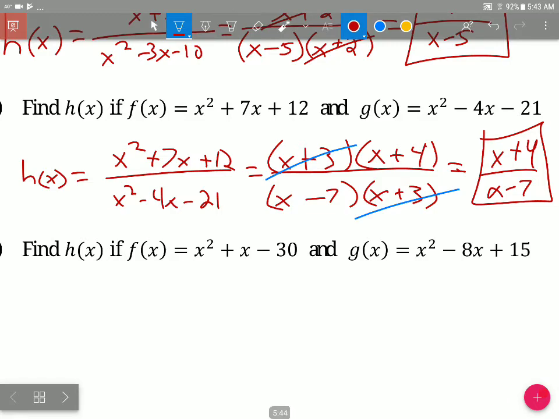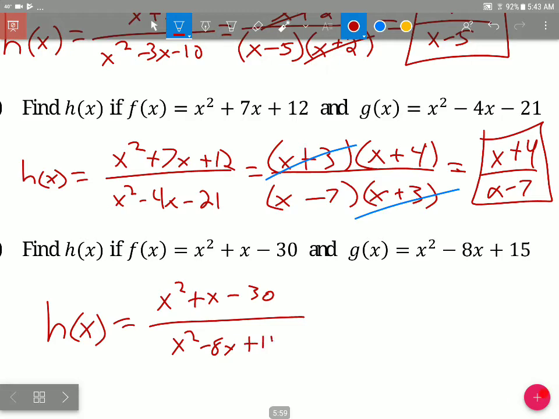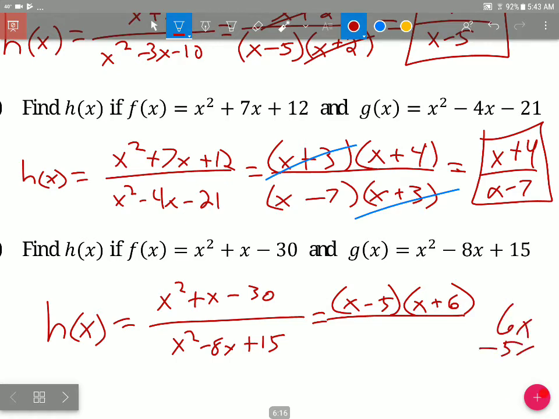Hopefully by now you're brave enough to try the last one on your own. If you're not, well, I hope you do well on your test tomorrow. But here we go: x squared plus x minus 30 over x squared minus 8x plus 15. For the top one, two things that multiply to the left are x and x. Two things that multiply to 30, let's try 5 and 6. There's a positive in the middle, so the bigger one has to be positive, because you need more positives. That's 6x and negative 5x, which is x. Yay!